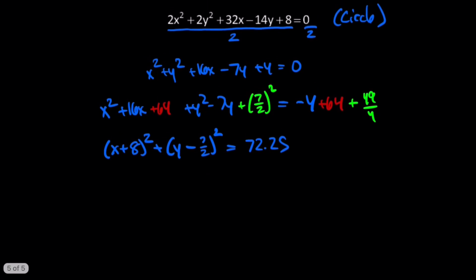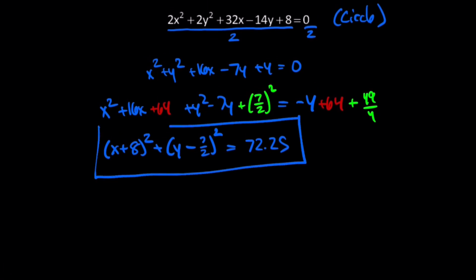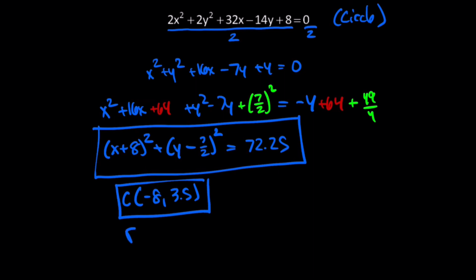So it's a circle. Here's your standard form equation. And my center will be -8, comma 7 halves, or 3.5. And my radius will be square root of 72.25, which is 8.5.